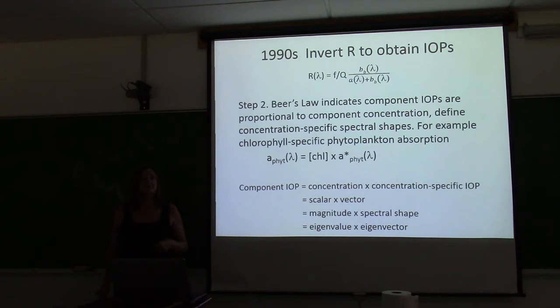So biomass is the biggest driver of variability. Composition is a second order problem.